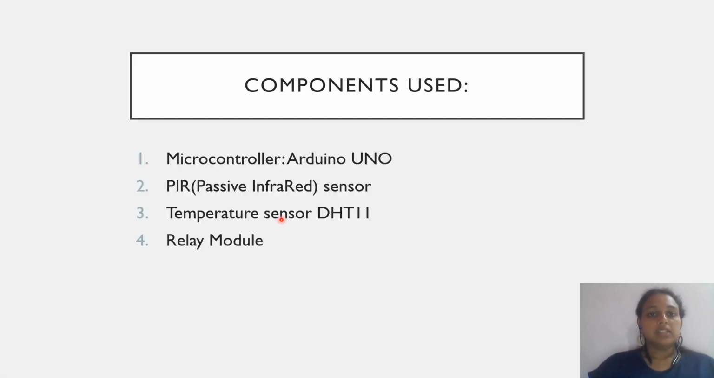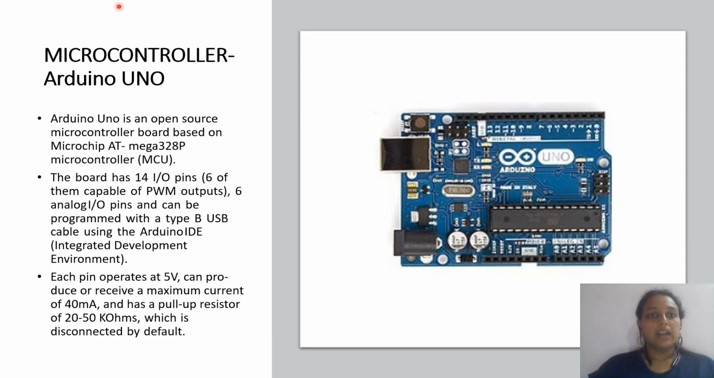So these are the components that I used. First is my microcontroller, the PIR sensor, temperature sensor, and the relay module. Arduino Uno is the microcontroller used. It is open source. It has 14 IO pins. It operates at 5 volts and it uses a pull-up resistor of 20 to 50 kilo ohms.